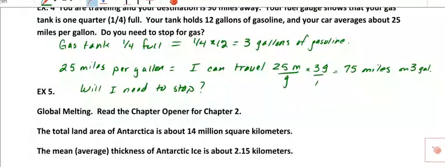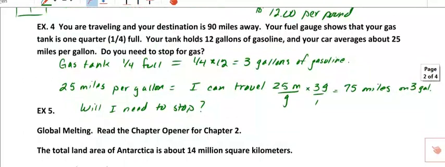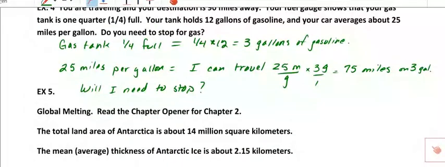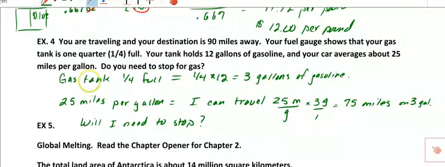So here's the strategy I started with. I started with the fact that my gas tank was a quarter full, and the gas tank holds 12 gallons. So if I divide 12 by 4, because it's a fourth full, I get 3 gallons of gas.